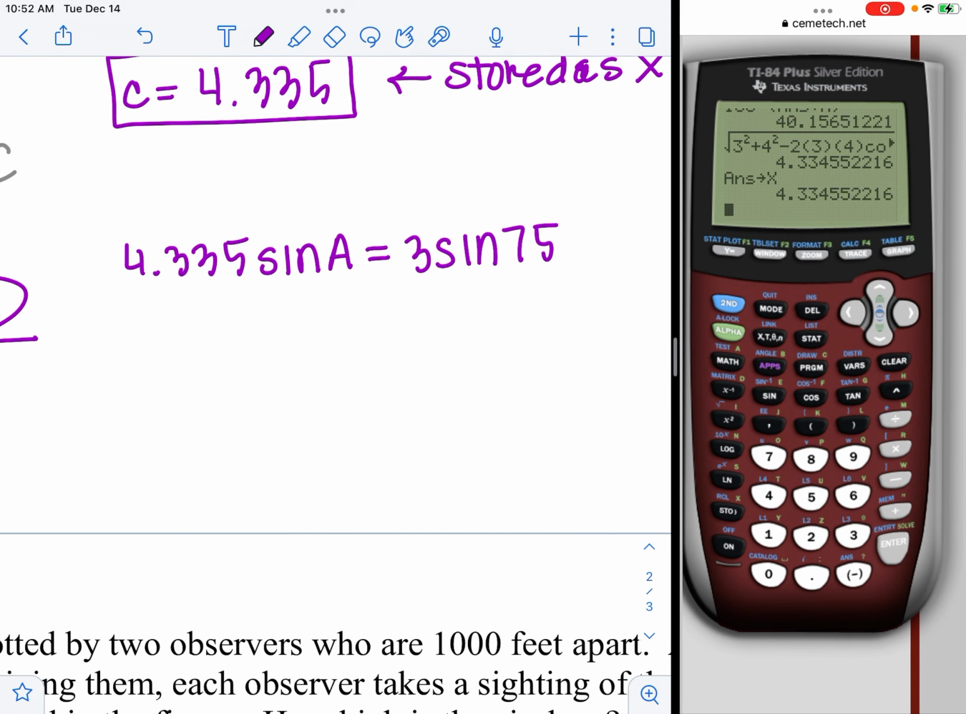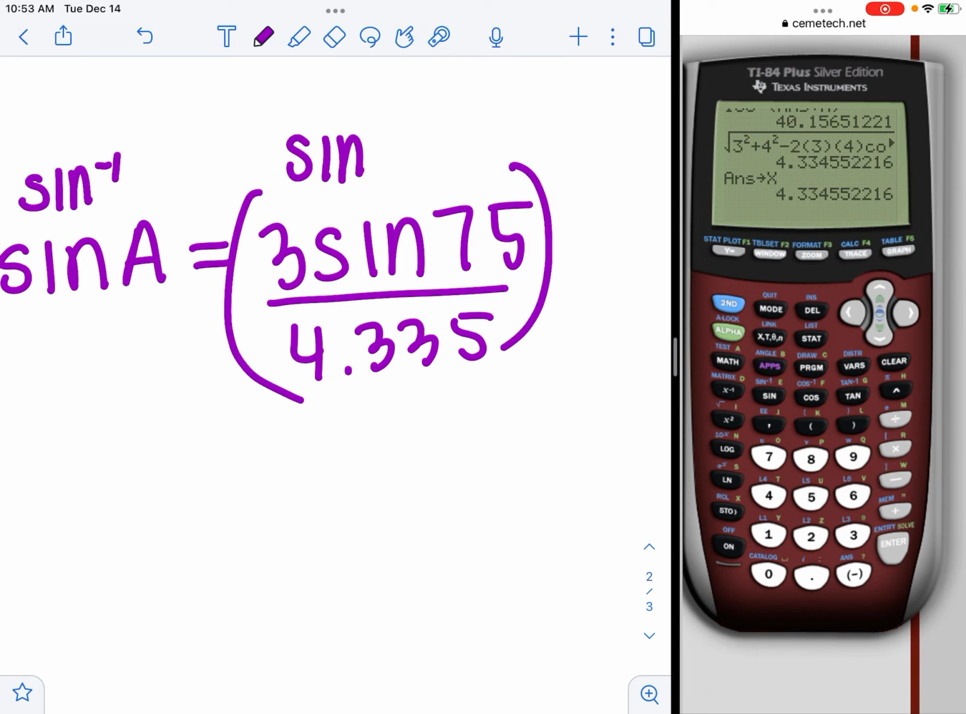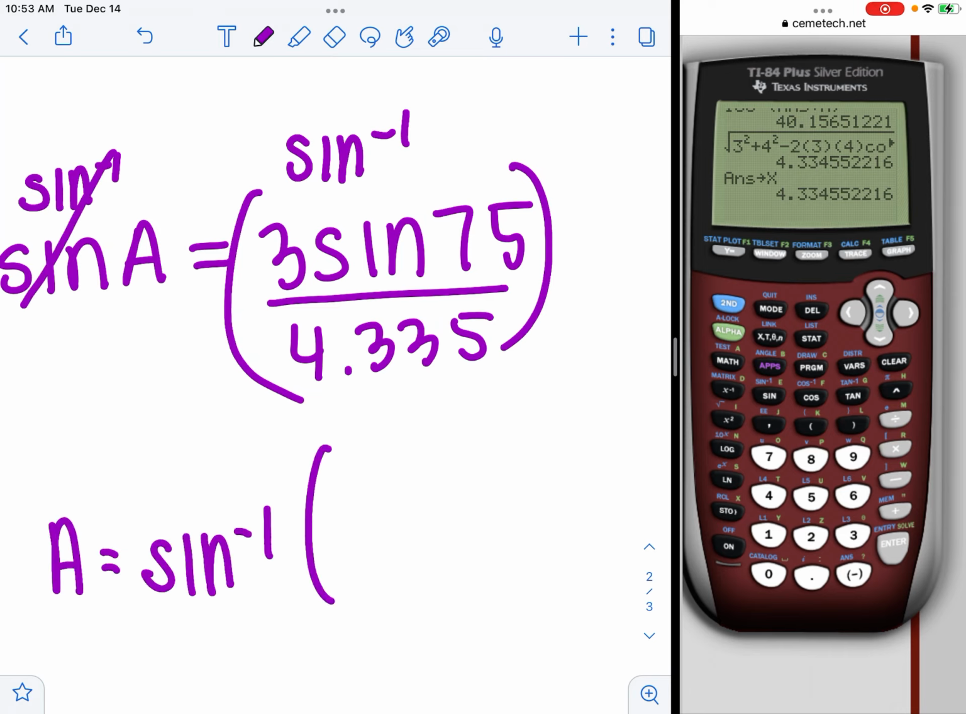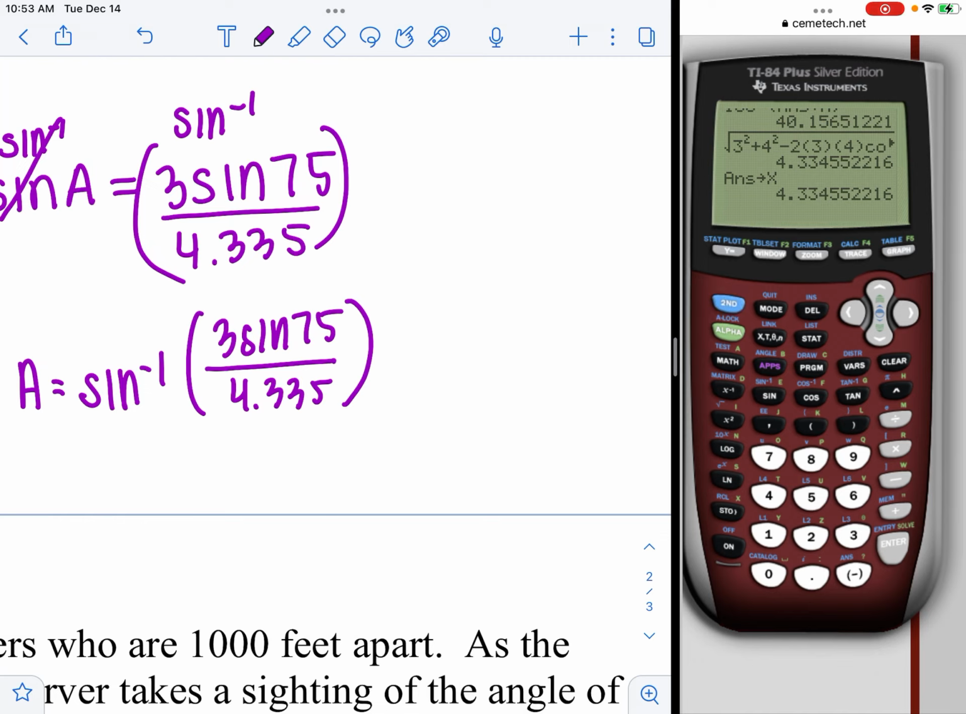All right, I now need to solve for angle A, so this is multiplication right here. I'm going to divide by 4.335. Well, really what's stored is x. Cancel. All right, and now I need to get angle A by itself. I need to get rid of sine. To undo sine, I use sine inverse. So I'll sine inverse this side, sine inverse this side. These cancel, and I have A equals sine inverse of 3 sine of 75 divided by what's stored in my calculator, x, 4.335.